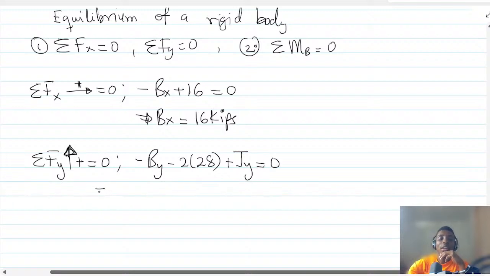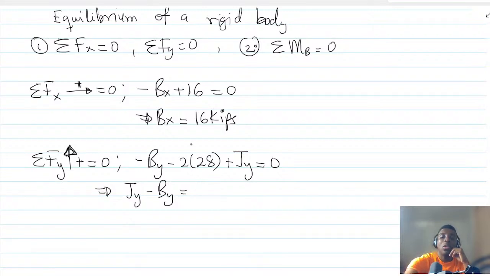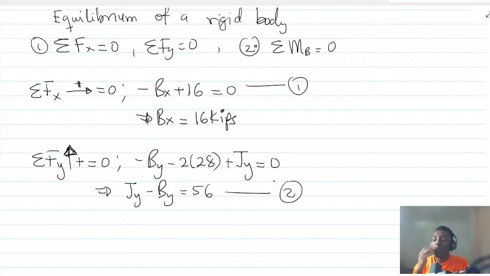So we can say that JY minus BY is equal to 2 times 28. So pick your calculators. What is 2 times 28? That is 56. So let's call this equation 1, and let's call this equation 2. But I have 2 variables in one unknown.